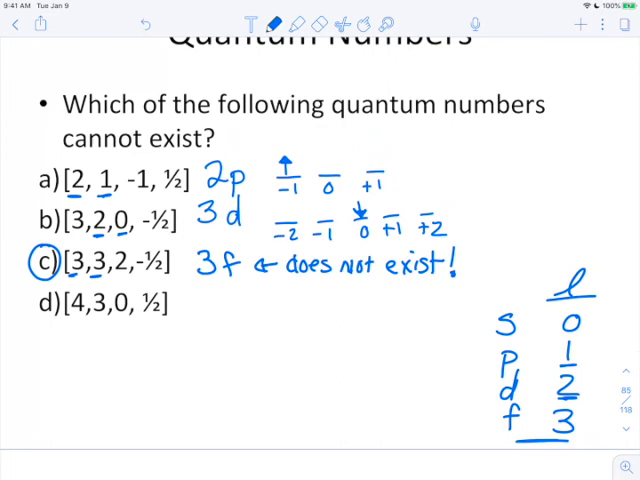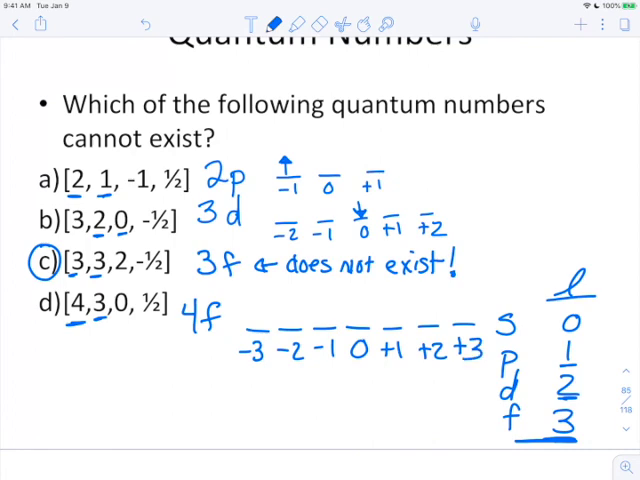But let's do the D just for fun. So fourth energy level, and then there's a 3 in there, and our 3 is an F. So this is a 4F. And now I'm going to do 7 lines, 1, 2, 3, 4, 5, 6, 7. And for F's, -3, -2, -1, 0, +1, +2, and +3. We're on location 0, and it is a +1/2 like so. All right, so D does exist as well. So it is C that doesn't exist.